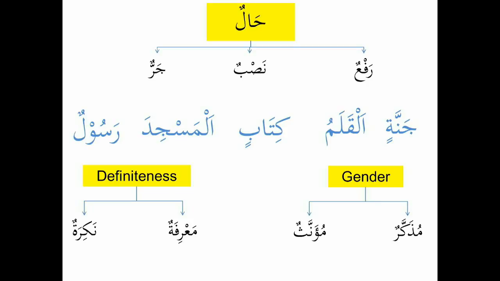Next one, al-masjidah. What's the hal? Nasbun. What's the definiteness? Ma'rifa, because of the al, no tanween. And what's the gender? Mudhakkar. Good. Next one, rasulun.